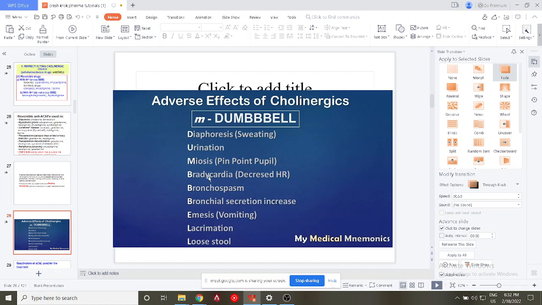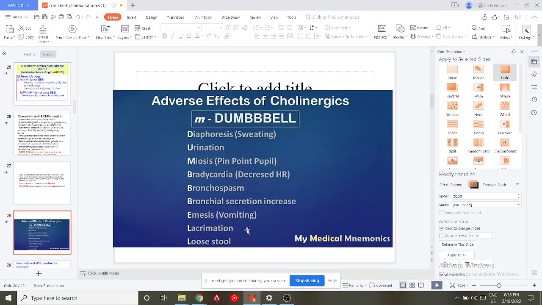Also, it causes bradycardia. So clinically, if a patient comes with tachycardia, you can give a cholinergic drug, so it's going to slow down the heart rate. So it can cause bradycardia. Also, bronchospasm. So this is dangerous when you use it with asthmatic patients, because if it causes bronchospasm in asthmatic patients, it's going to be very dangerous. Also, it causes bronchosecretion increase, emesis, vomiting, lacrimation, and loose stool.